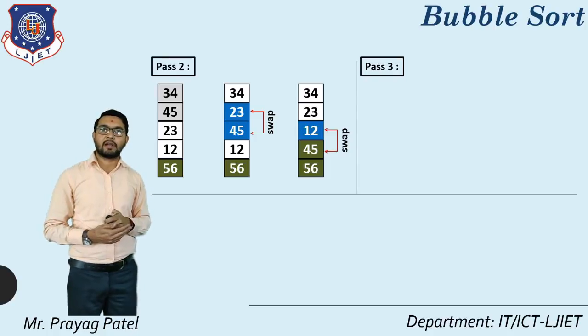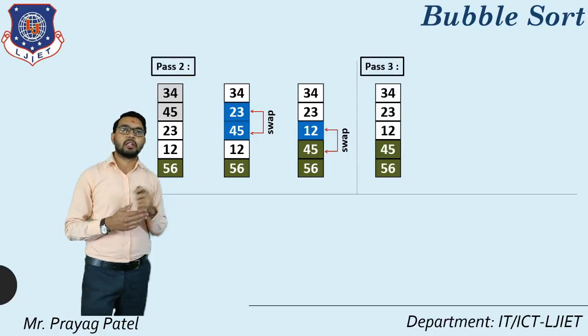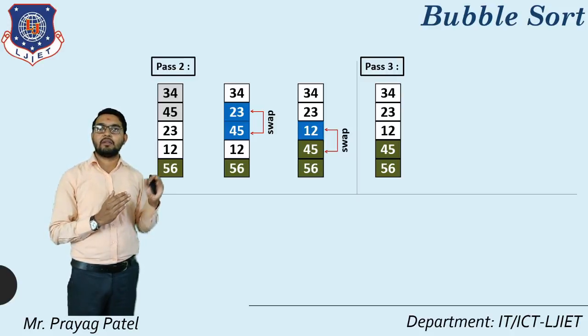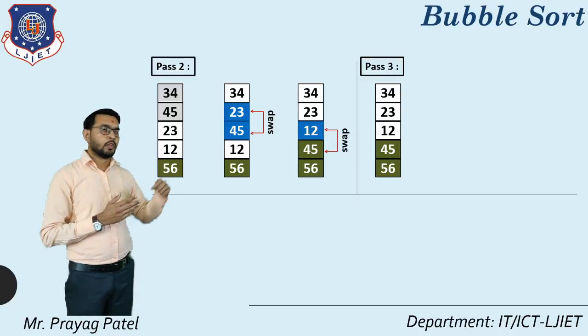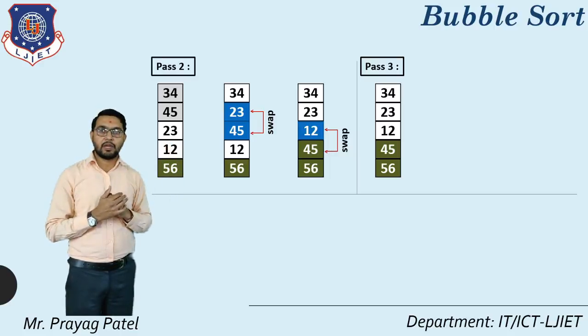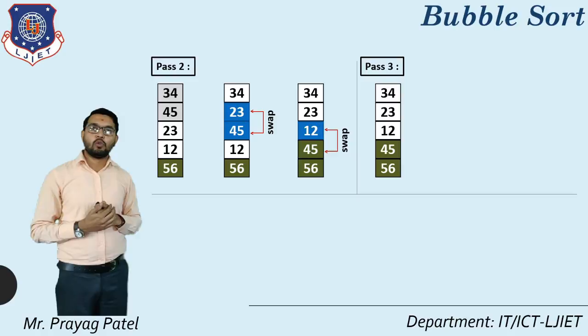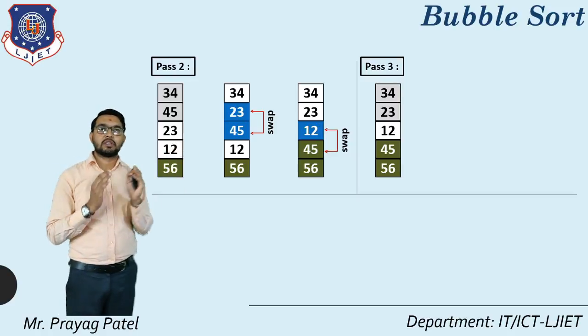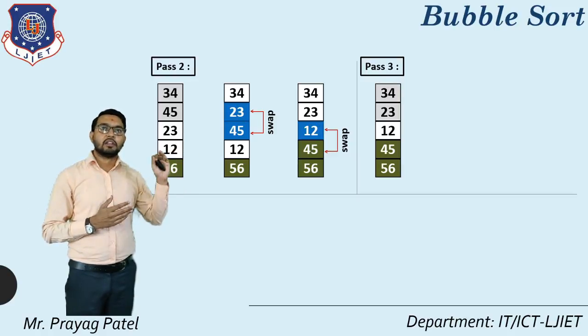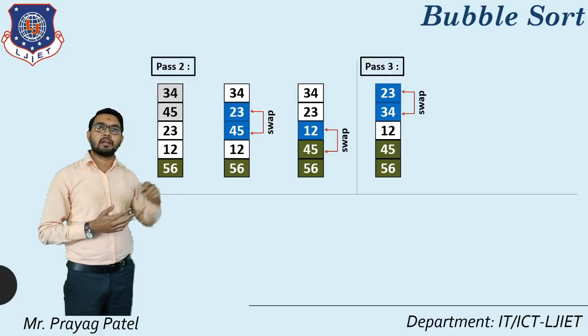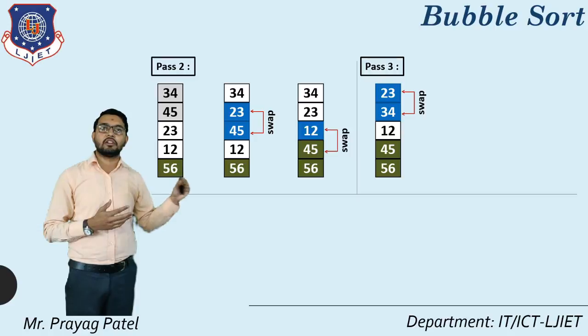Now consider the next pass, pass number 3. In pass number 3, the resultant array is 34, 23, 12, 45 and 56. So here only the first three elements are not sorted, so we process these three elements. Now compare the first element with the second, meaning 34 compared with 23. 34 is greater than 23. Yes, then swap these two elements and consider 23 first, then 34.